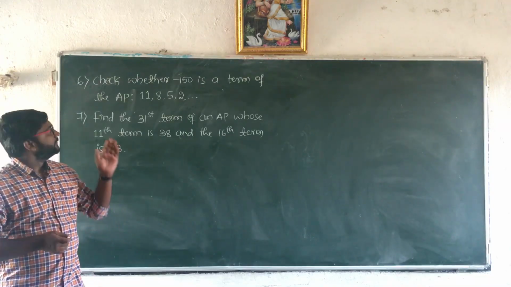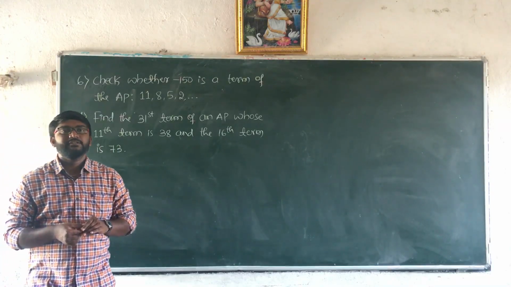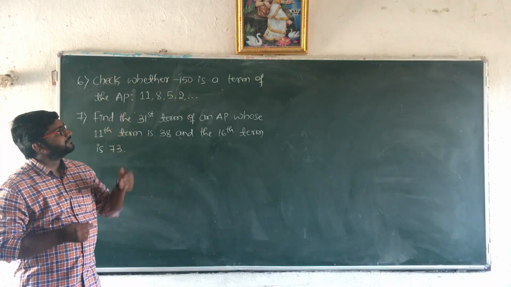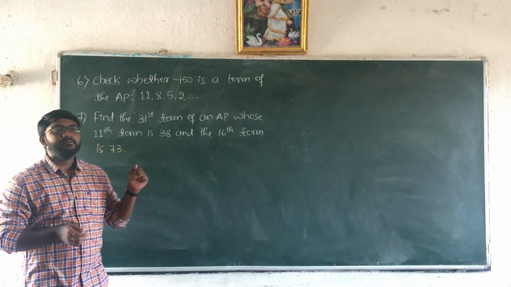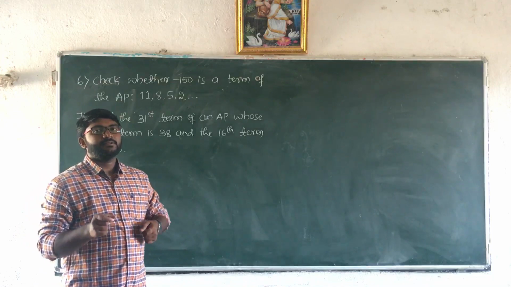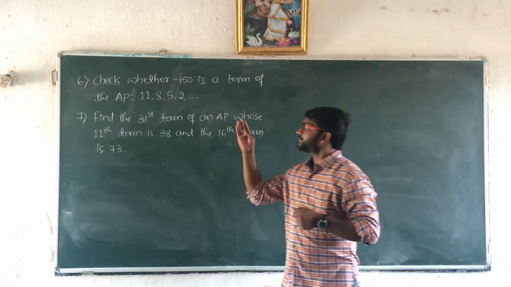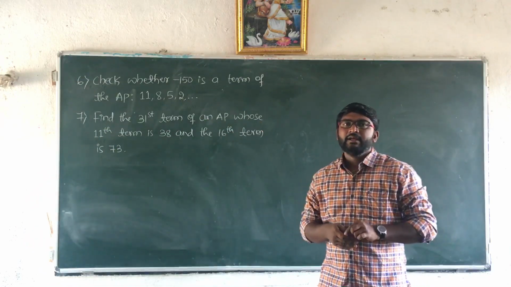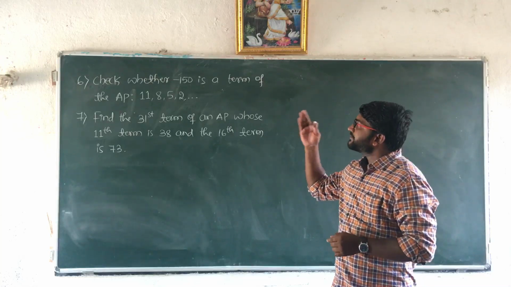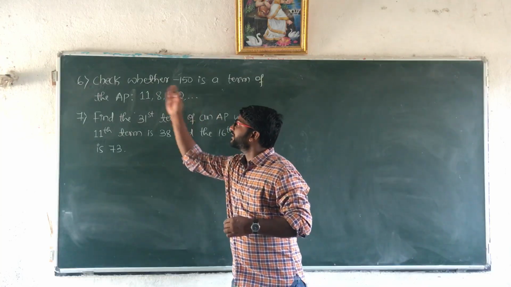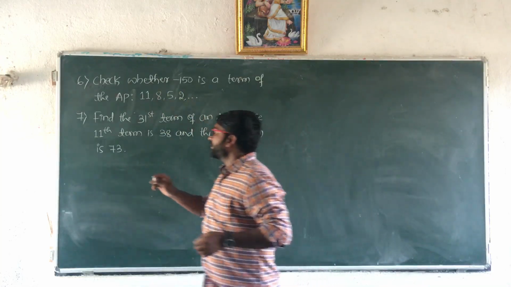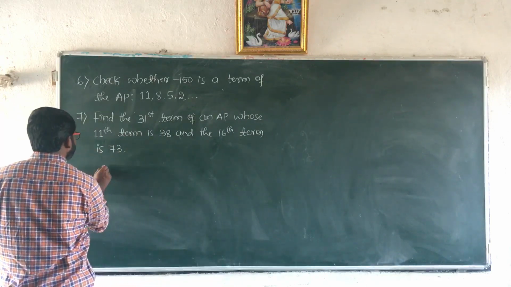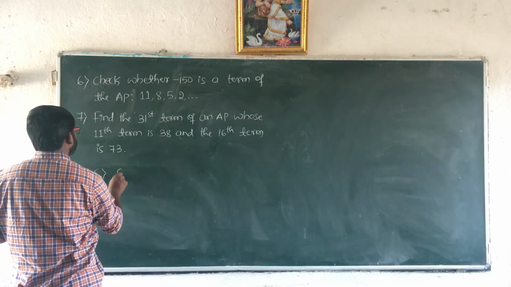Okay. Let us solve the sixth main question. Check whether minus 150 is a term of the AP 11, 8, 5, 2 and so on. So he has given the arithmetic progression and we have to check whether minus 150 is a term of this particular AP. So let us go ahead with the solution here. I will take up the sixth one, solution.